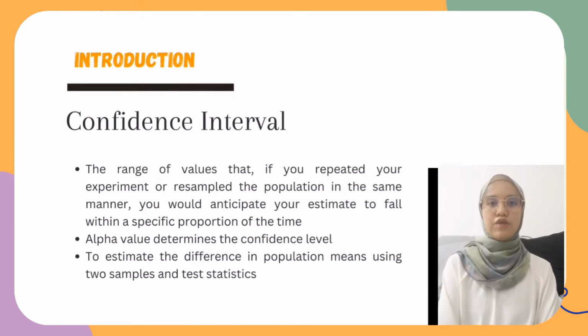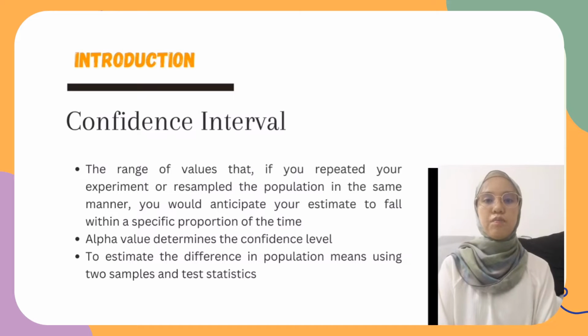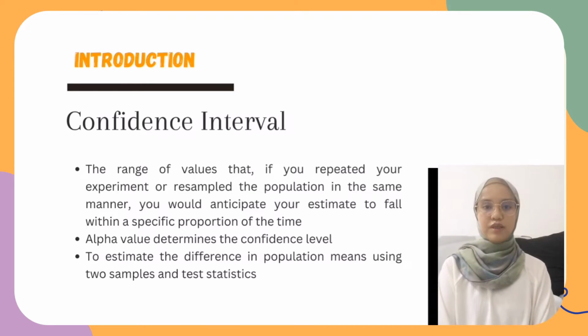Hello everyone, today we will learn about the subject Educational Statistics 2. In this subject we will learn one topic, estimation of parameter, which is chapter 3. In this chapter we will cover subtopic 3.2.4, which is confidence interval for two population means.